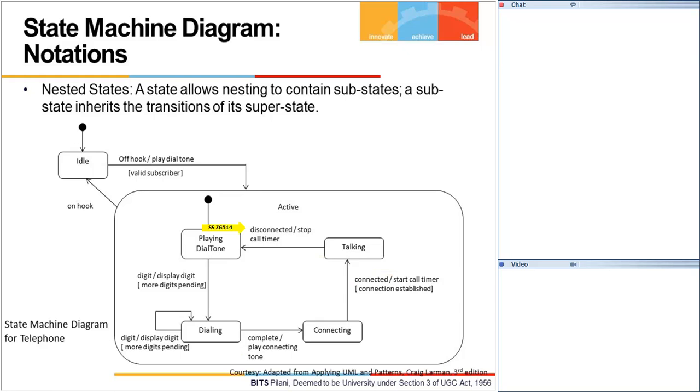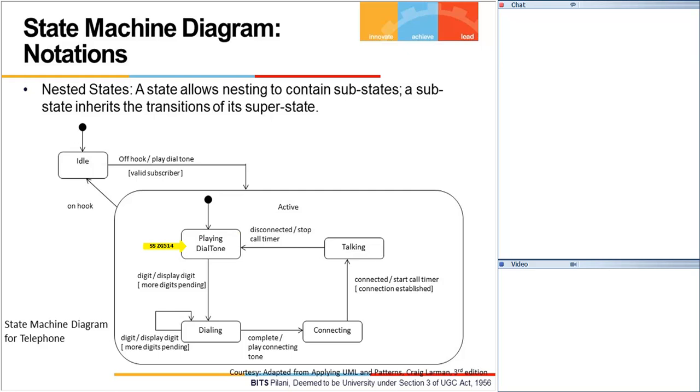You might press a red button. Whenever you are finished talking, you press a red button, which is for disconnection. Or there might be a case that your call gets disconnected otherwise. In both conditions, the event that occurs is the disconnected event. Once you are disconnected, the action taken is to stop the call timer, and the system moves from the talking state to the playing dial tone state.